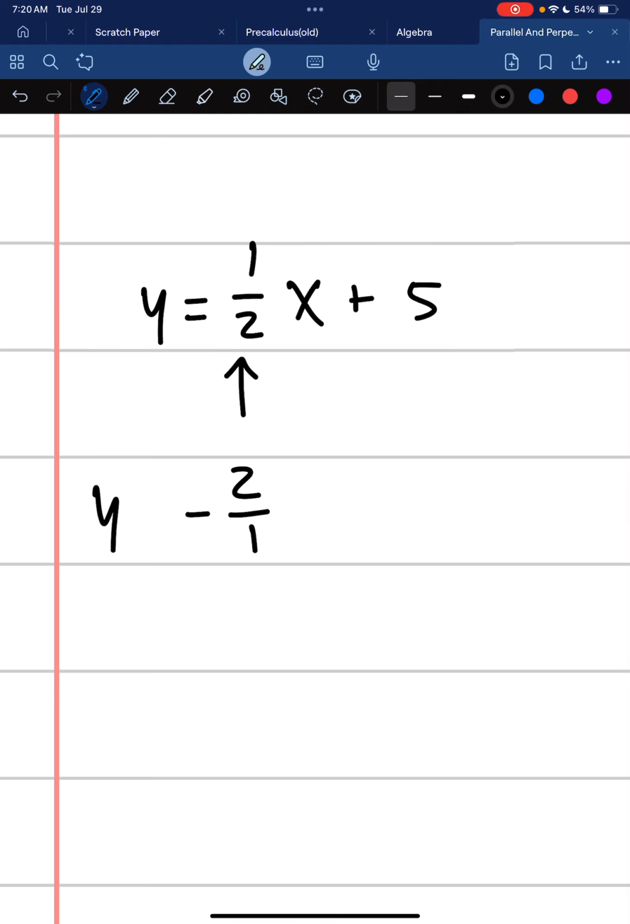And then we can write the equation y is equal to negative 2/1 x plus 5. I don't think that the y-intercept matters, but we just want to focus on what the slope is. And of course, negative 2/1 is the same thing as negative 2. So we can say y is equal to negative 2x plus 5.